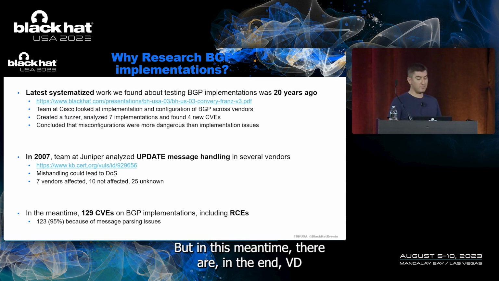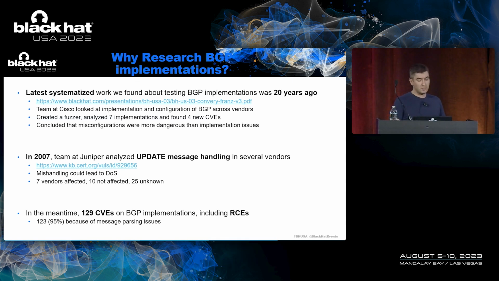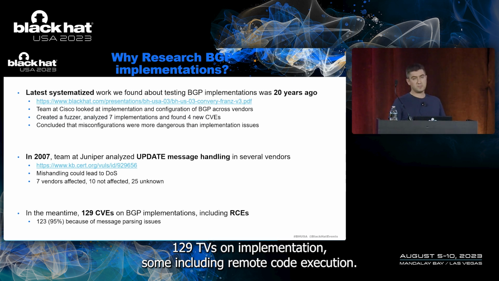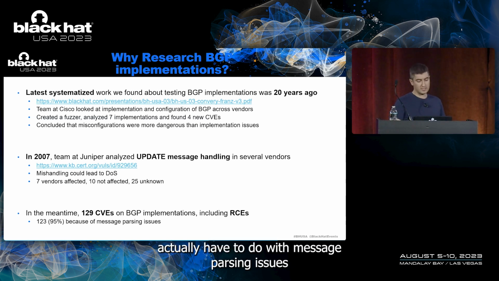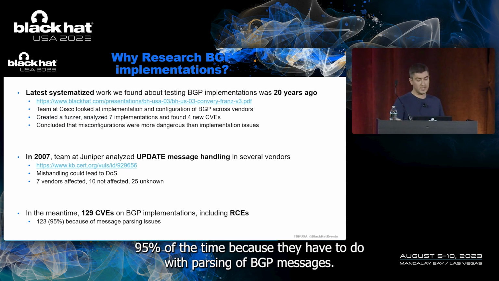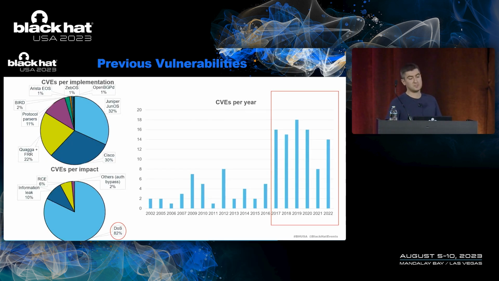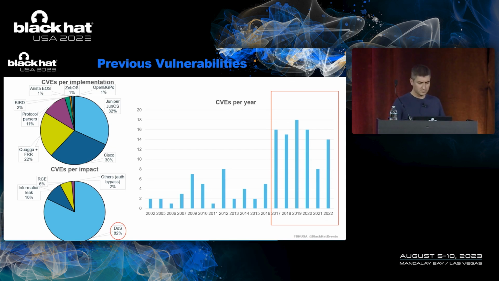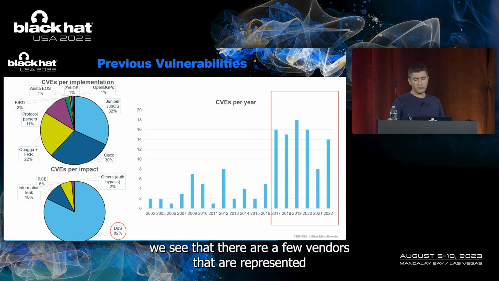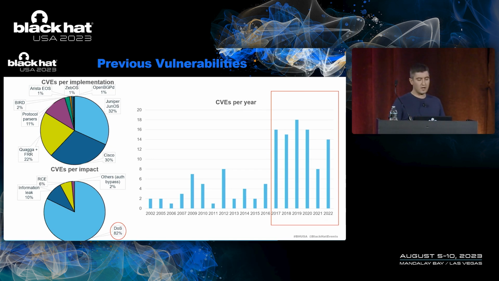But in the meantime, there are in the NVD 129 CVEs on BGP implementations, some including remote code executions, right? And 123 of those, based on our analysis, actually have to do with message parsing issues. 95% of the vulnerabilities there have to do with parsing of BGP messages. So if we drill down a little bit into these previous vulnerabilities, we see that there are a few vendors that are represented with a higher number of vulnerabilities there.